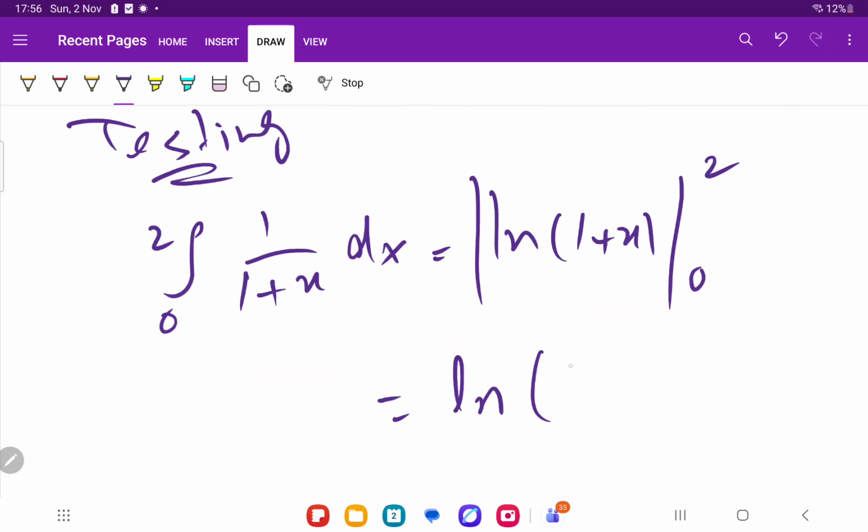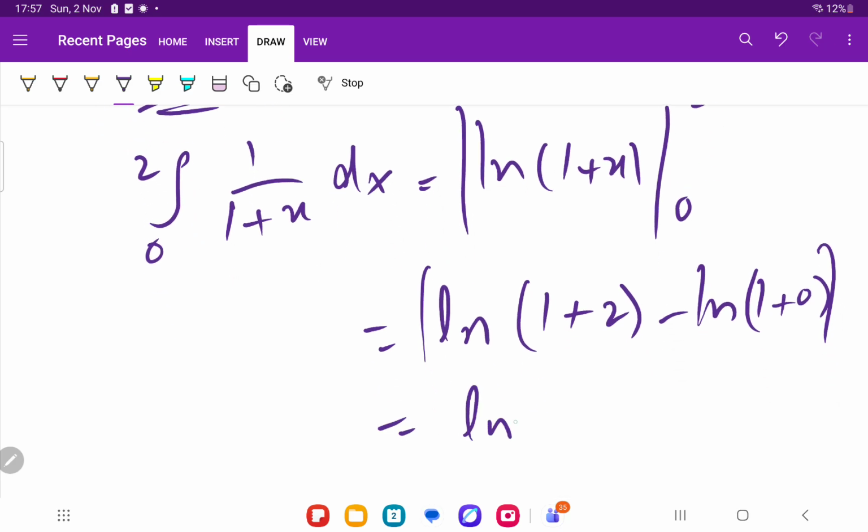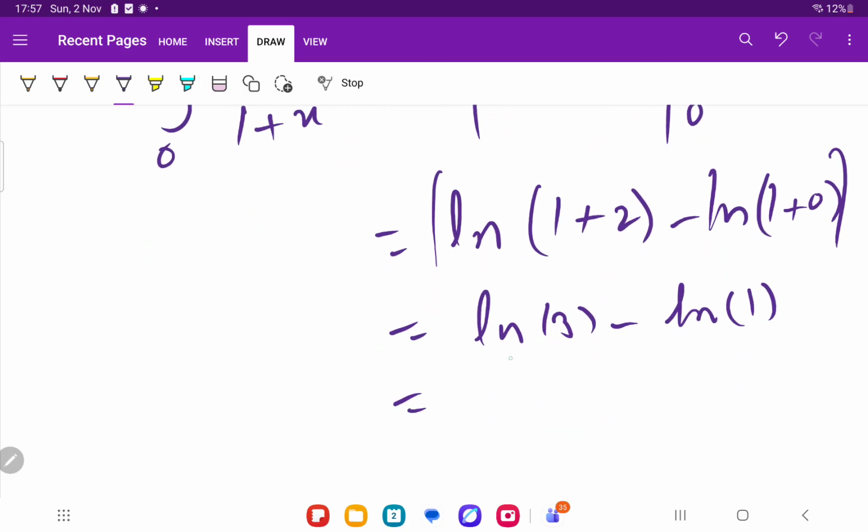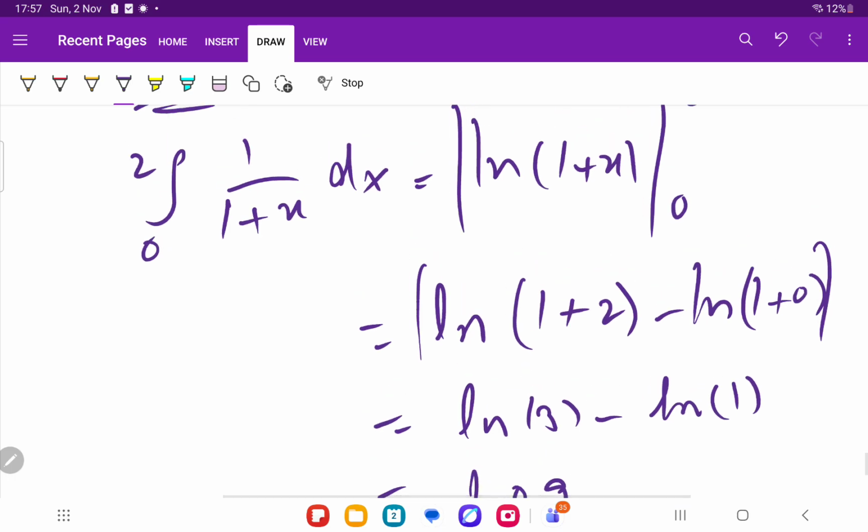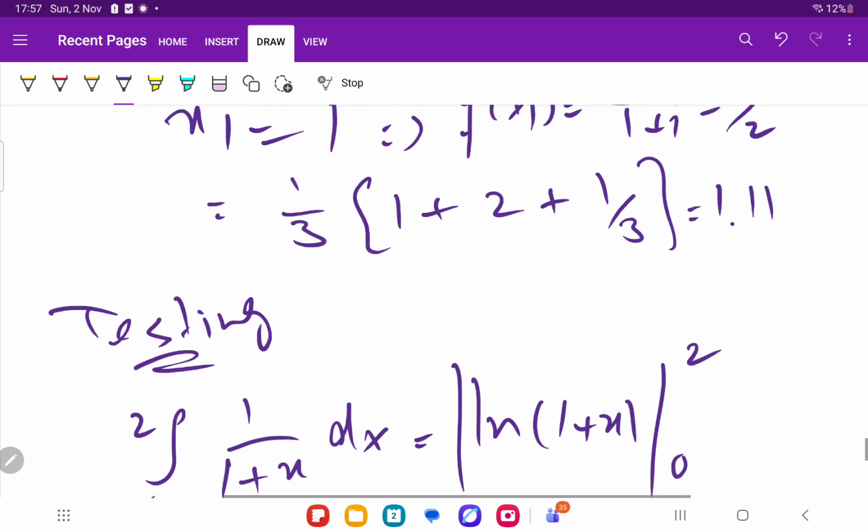So log of 1 plus 2 minus log of 1 plus 0. What is the answer? Log of 3 minus log of 1. What is the answer of log of 3? Okay, 1.09. So you can see that it is very close to this one.